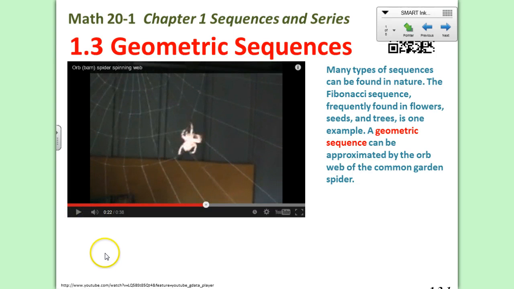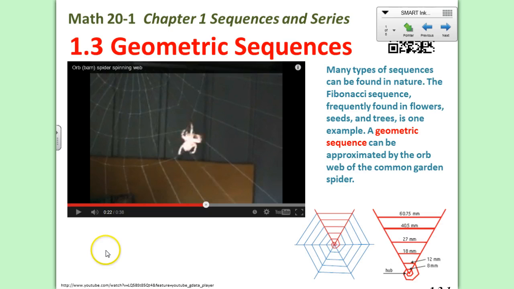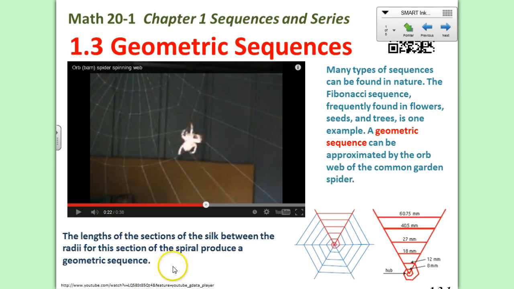So as you can see, this sequence that is being spun by this spider should form an arithmetic sequence. The links of silk between the radii for each section of the spiral produces a geometric sequence. And we may not be clear on what that exactly is right now, but 8, 12, 18, 27, clearly that's a sequence of numbers, and that follows a geometric sequence.